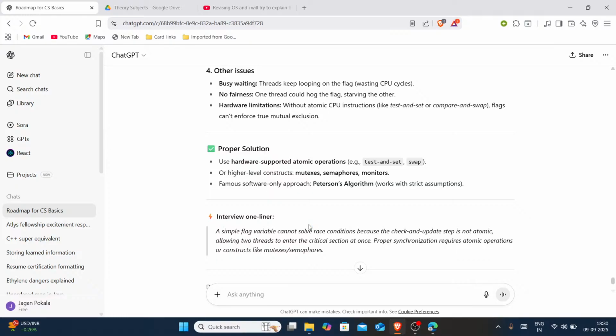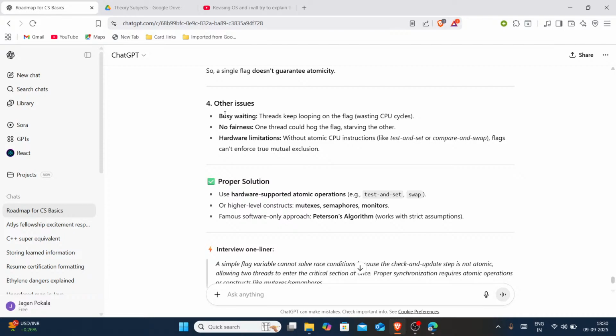When two threads enter the critical section at once, proper synchronization requires atomic operations and busy waiting. Okay, what other issues are there with the flag?